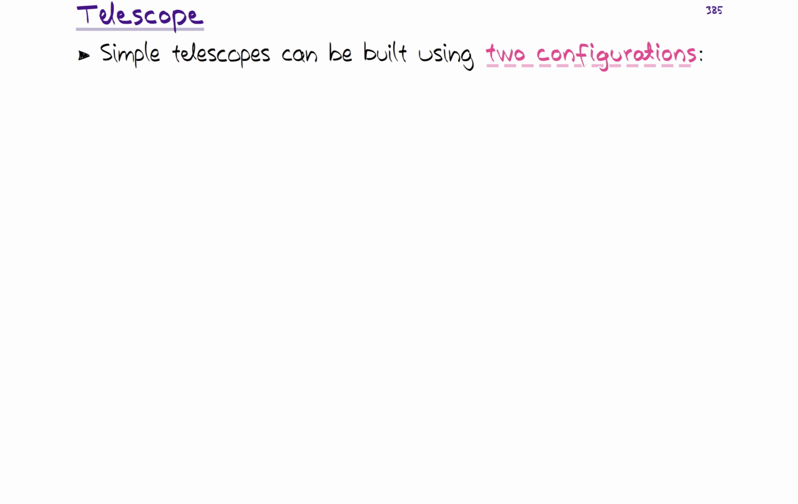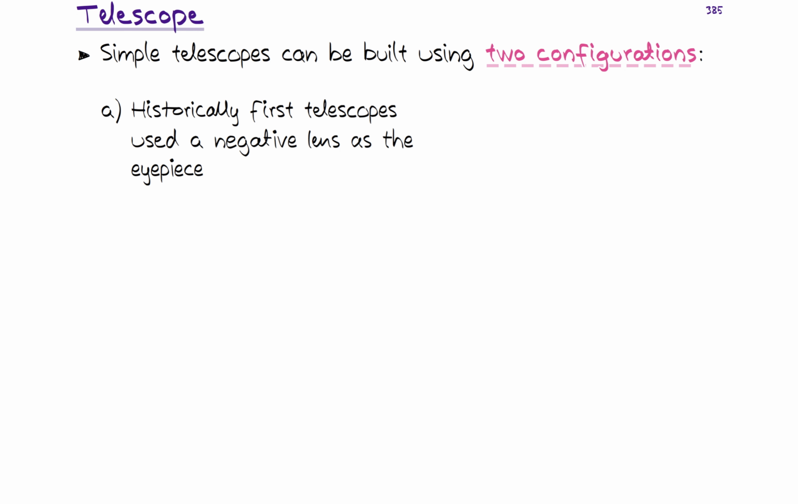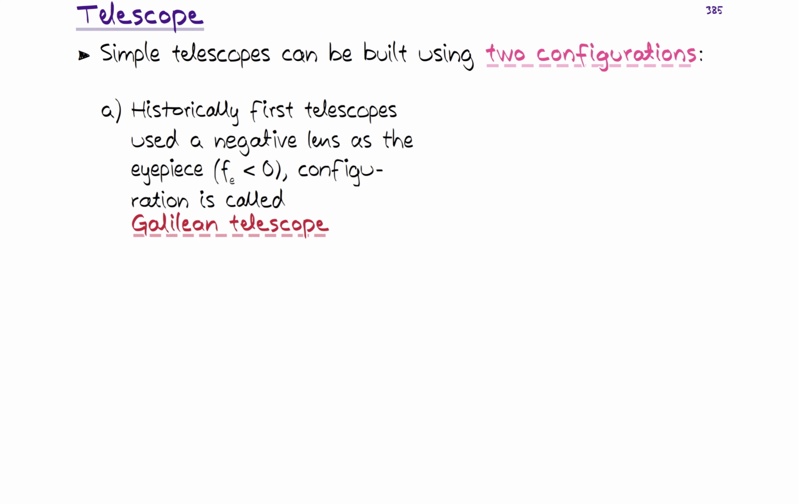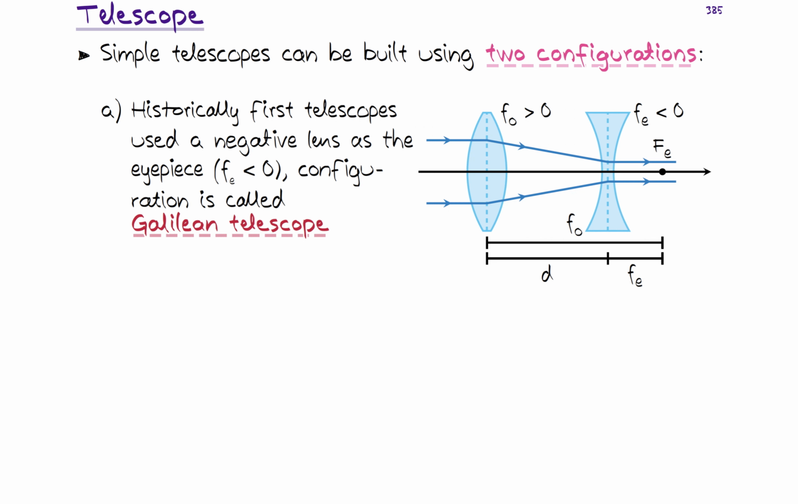Now let's look into a few different simple configurations next to understand how things look in practice, or how they used to look a few hundred years ago, like back in the 1600s. Historically, a negative lens was used as the eyepiece. This is known as the Galilean telescope, and it was invented by Galileo, or at least the first time somebody successfully made such a telescope configuration. This is how it looks in the figure. We have a positive focal length for the objective lens, and then we have a negative focal length for the eyepiece. So it's basically a concave lens.